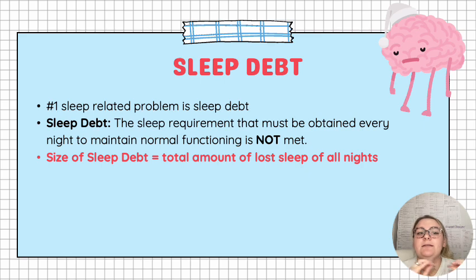So moving on to sleep debt. Sleep debt is the number one sleep-related problem currently. Sleep debt is when the amount of sleep that is needed every night to maintain normal functioning is not met. So this could be an hour or 3 hours, just depending on how much sleep each individual needs and how much sleep they actually get. Now, to determine the total size of the sleep debt, you add up each number of hours lost every night to get the total size.